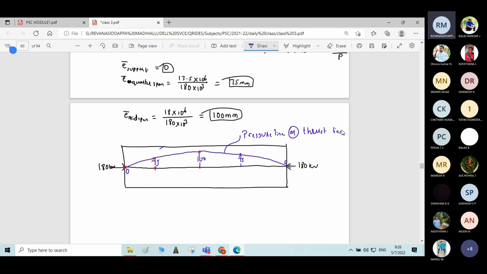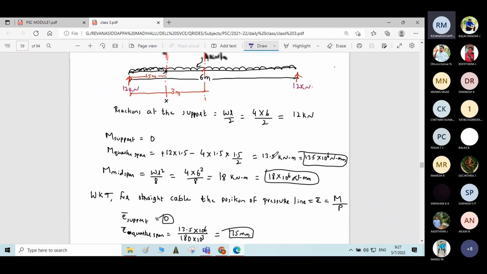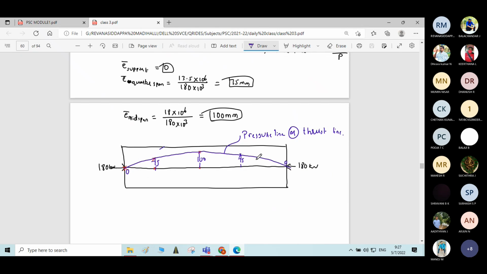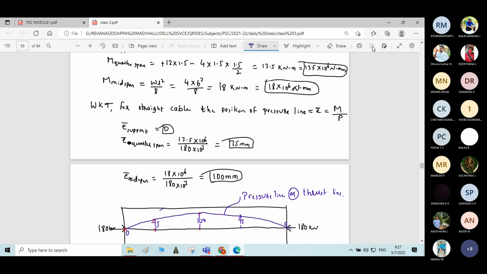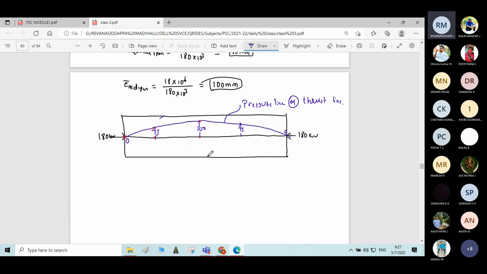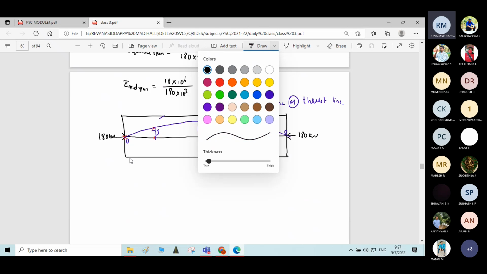Very simple problem. You can easily do it. Only thing is you need to accurately calculate the moments. If it is a straight cable, it is a very easy calculation. Directly by using this M by P formula, you can do it. Okay. I hope you all understood this problem. If there are any doubts, you can ask.